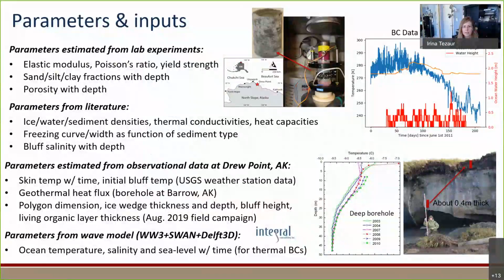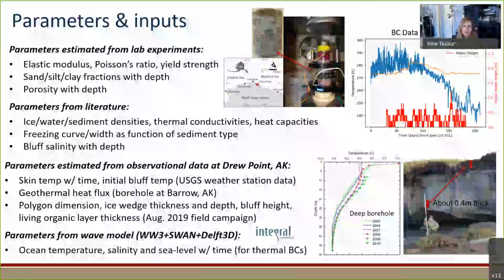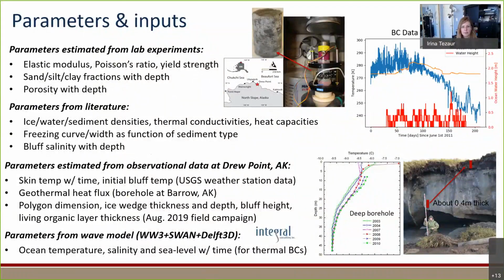When we started this project, what we found is that there was really limited data for mechanical parameters of permafrost out there in the literature. So my colleague Alejandro on this project was able to convince the PI to actually have a set of experiments performed on frozen soil samples at different temperatures and having different ice contents in order to estimate some of the parameters in the model.